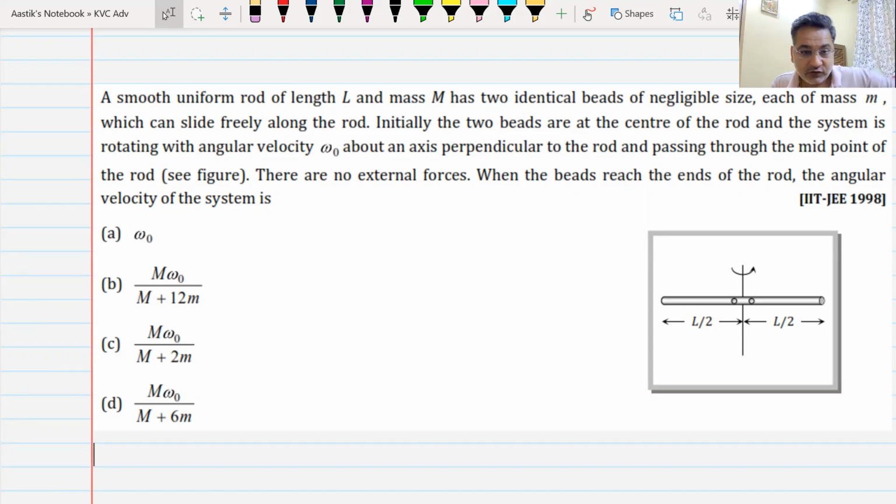When the beads reach the end of the rod, what is the angular velocity of the system? You have 2 minutes to give me the answer. I hope we understand this. Yes or no? Simple question. It has a very simple answer. Trust me on that.